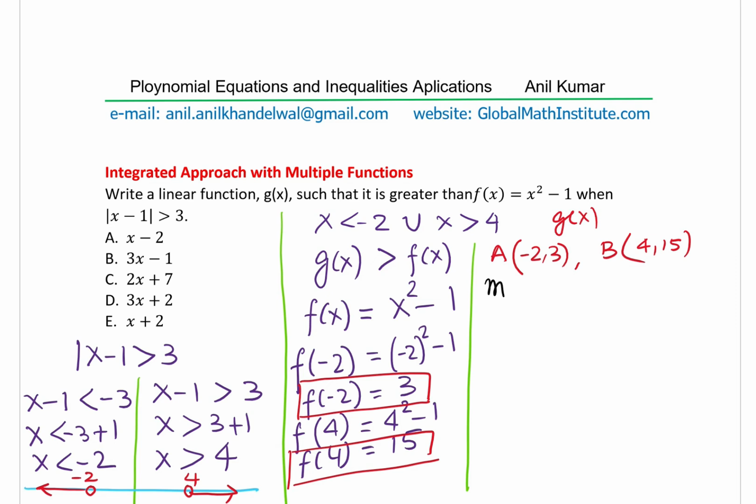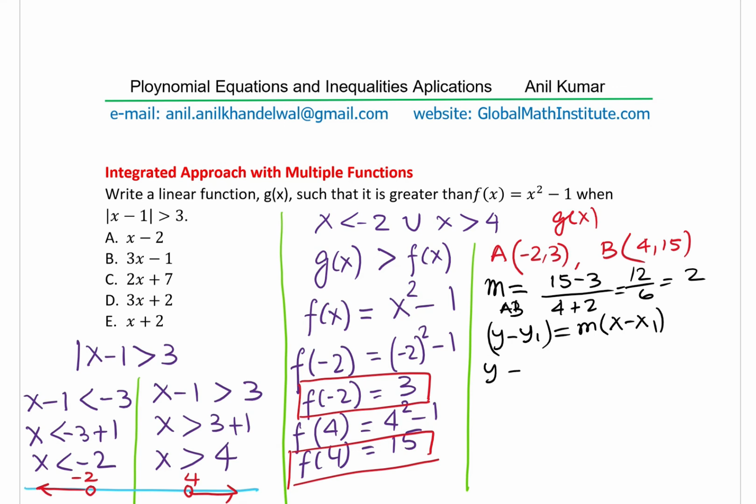So we'll find the slope first. M of A to B is what? Well, y2 minus y1 gives us 15 minus 3 divided by 4 minus minus 2, which becomes 12 over 6, so the slope is 2. And that gives you the equation. We can write the equation as y minus y1 equals m times x minus x1. We can use any one of these points. Let's use the very first one. So y minus 3 equals slope, which is 2, times x minus minus 2, which becomes plus 2.